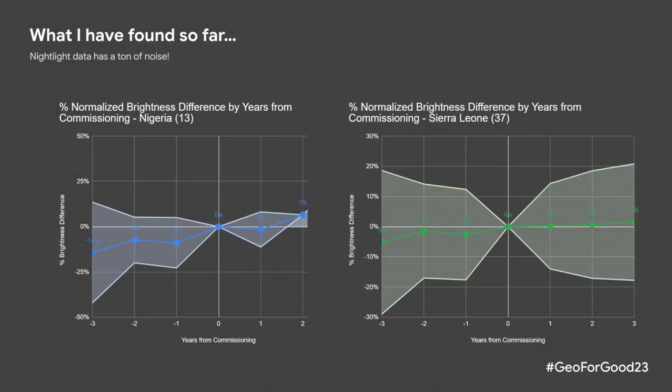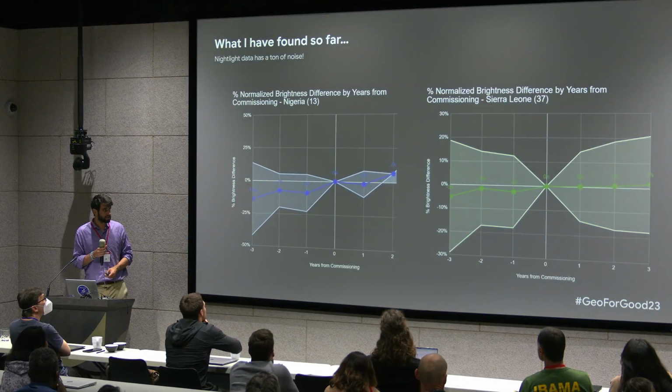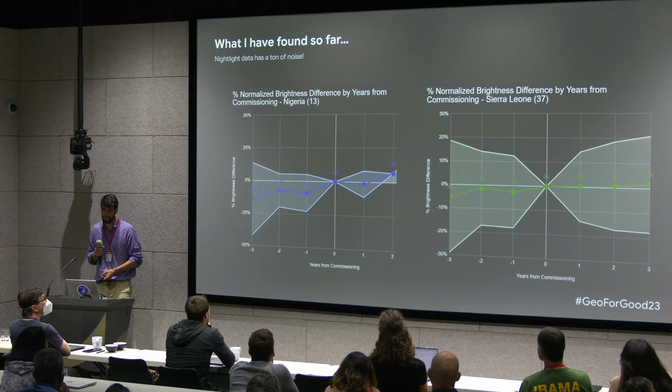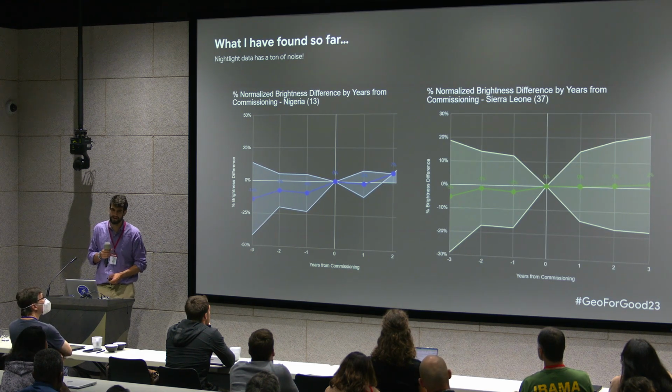Here are the two figures I made, on the left from Nigeria and on the right from sites in Sierra Leone. And what I see is a very faint signal that these communities are getting brighter faster than their surroundings. Is it because of mini-grids? Unclear. They were for sure getting brighter before the mini-grid was constructed.